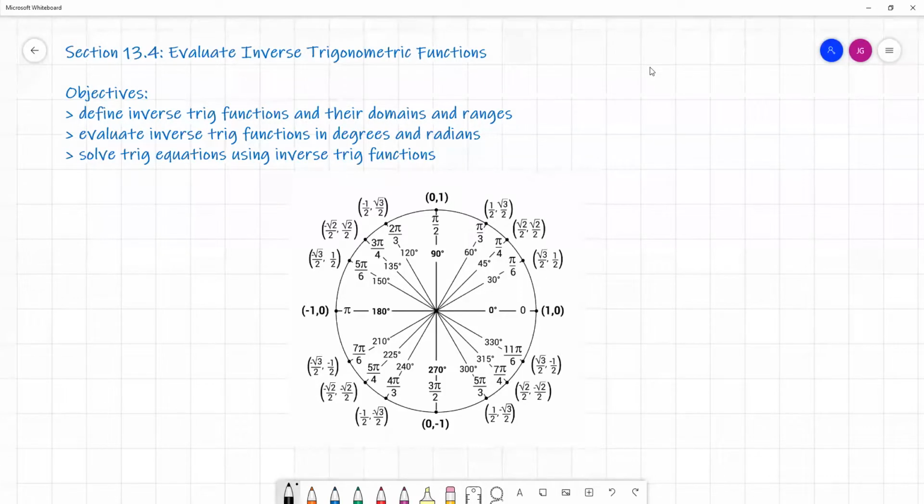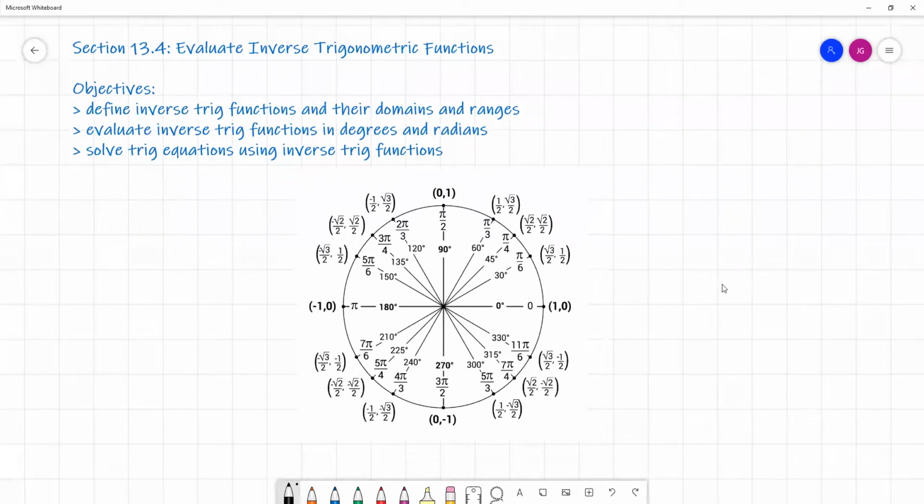Hey, Algebra 2, welcome to section 13.4. We're going to evaluate inverse trigonometric functions. Continuing our studies of trigonometry, we have about 3 more sections after this left of this chapter as our semester comes to a close.